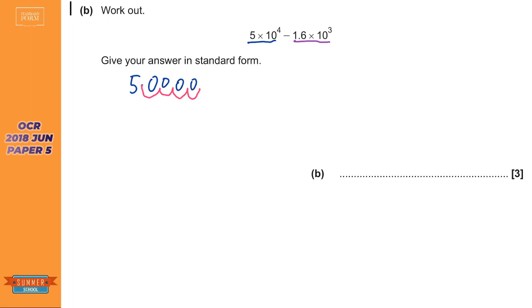And let's do the same with this other one. So 1.6 times 10 to the power of 3 would be 1, 2, 3 jumps. Fill in the zeros, and then we've got 1,600. So we take away: 50,000 take away 1,600.